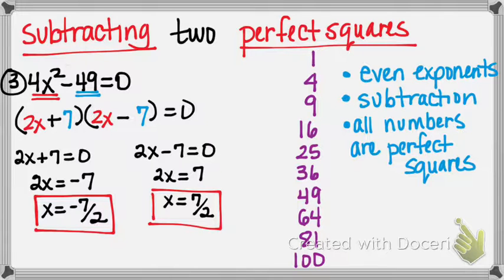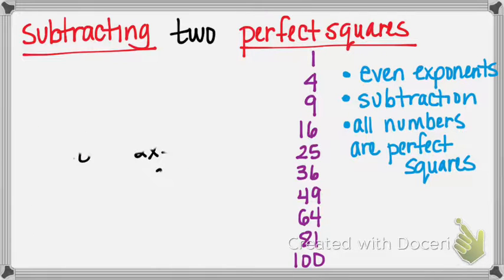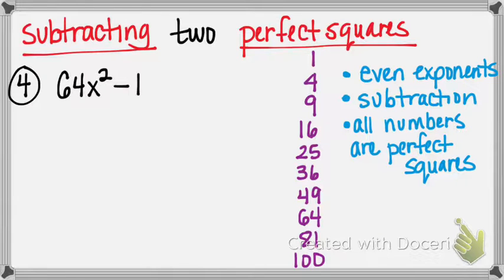Question 4, though, you need to set it equal to 0 first because you don't see that subtraction. So you want to start by setting it equal to 0 for question number 4. So that would become 64x squared minus 1 equals 0. So subtract that 1, set it equal to 0. Now go ahead and factor it down. And again, your answers are both going to be fractions.